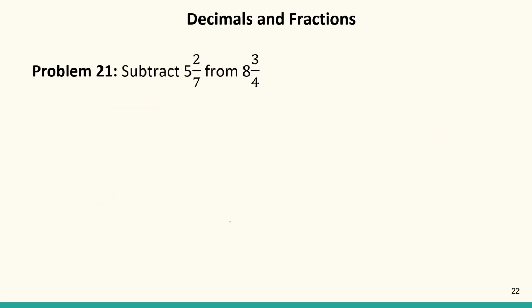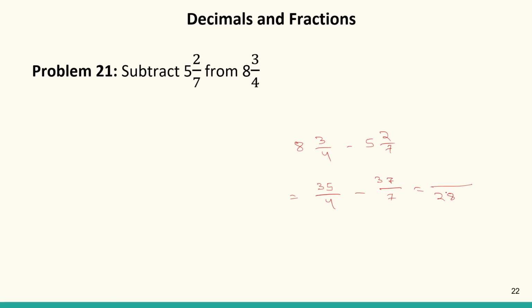Problem number 21 asks us to subtract this mixed number from this mixed number: 8 3 by 4 minus 5 2 by 7. This is nothing but 8 into 4 is equal to 32 plus 3 is equal to 35 by 4, minus 7 into 5 is equal to 35 plus 2 is equal to 37 by 7. This is equal to 7 into 4 is equal to 28.